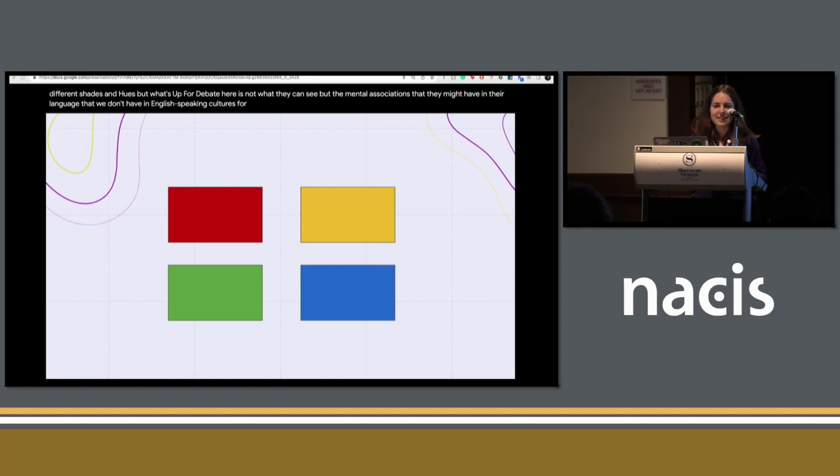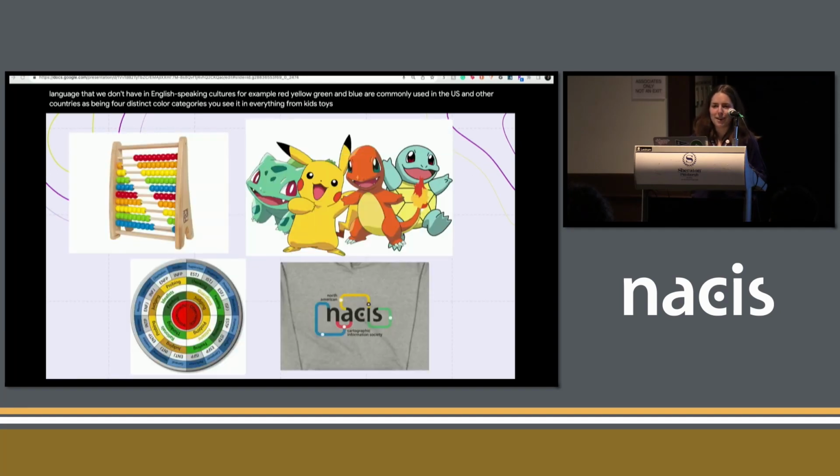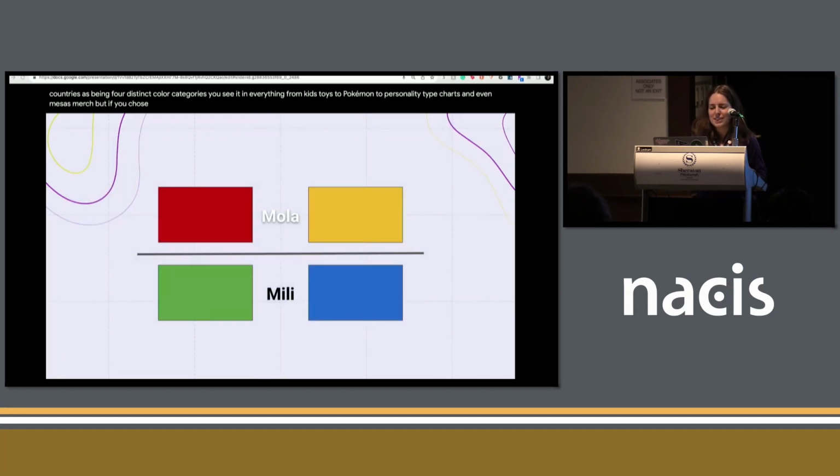For example, red, yellow, green, and blue are commonly used in the US and other countries as being 4 distinct color categories. You see it in everything from kids' toys to Pokemon to personality type charts and even NACIS merch. But if you chose to use these to represent distinct and unrelated categories for a Dani audience, you could be unintentionally signaling connections between categories that you don't mean.